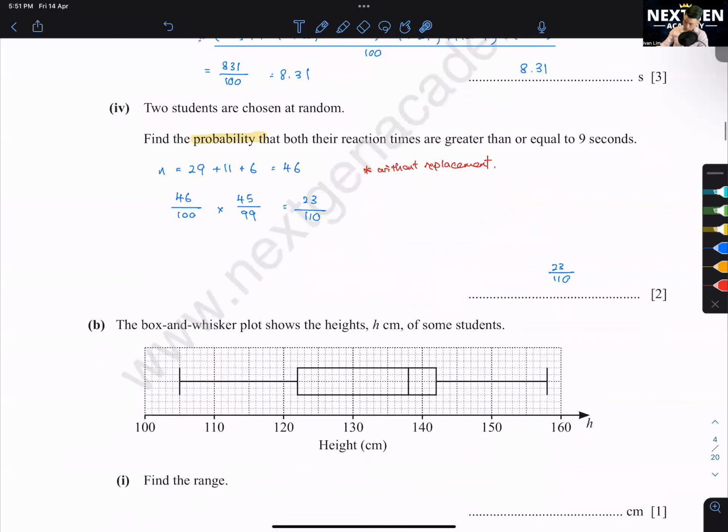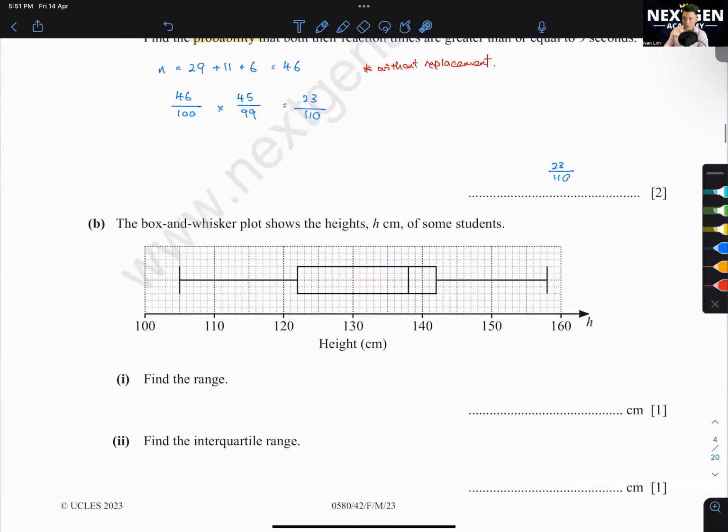Okay, question B. Find the range. Okay, this one is a box and whisker plot. So make sure you all know all your statistics method, because in this question itself, I think there's about 3 or 4 different statistic method that they test you all on already. Okay, so let's find the range. Okay, let's find all these values here first.